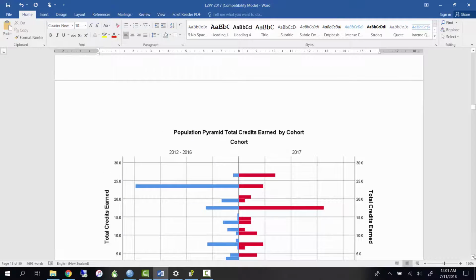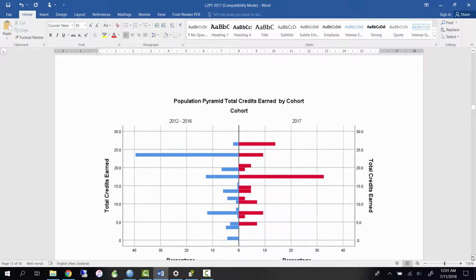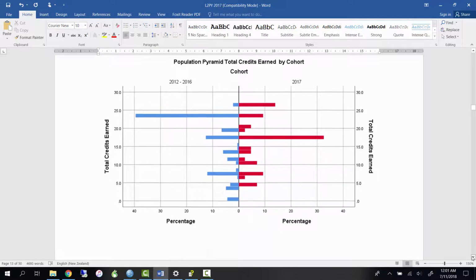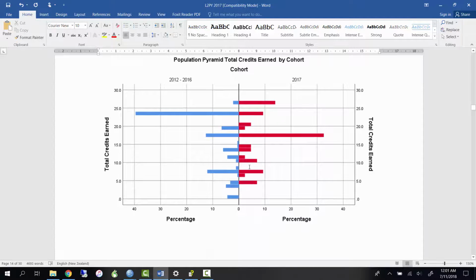Total credits. So here's total credits earned. Just looking straight away, here's my mode, my peak, and here's that peak there. So the peak of 2012 to 16 is still higher than the peak of 2017, but I've got that bulge at the top. There were 15% of the students who got 26 credits.